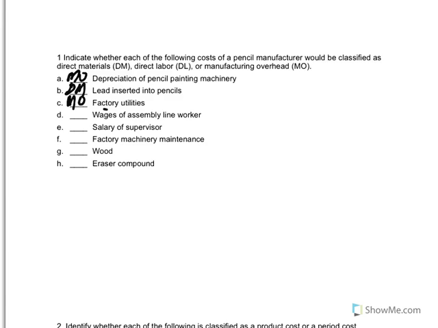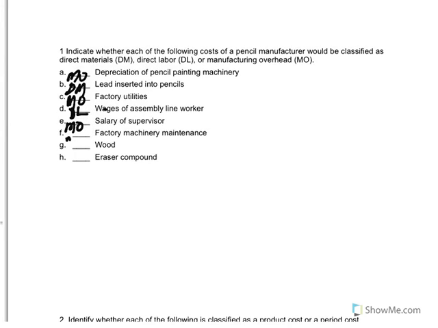Wages of the assembly line worker, direct labor. Salary of the supervisor would be manufacturing overhead, because we can't relate the salaries to any one product. The factory machinery maintenance person, same thing, manufacturing overhead. Okay, wood, direct material, and the little rubber at the end of the pencil, direct material.